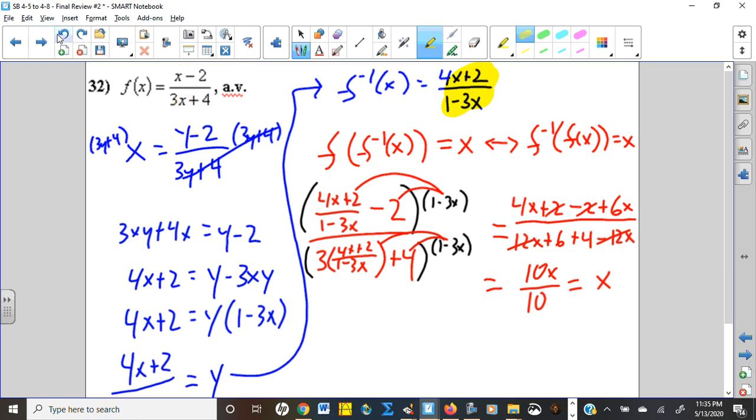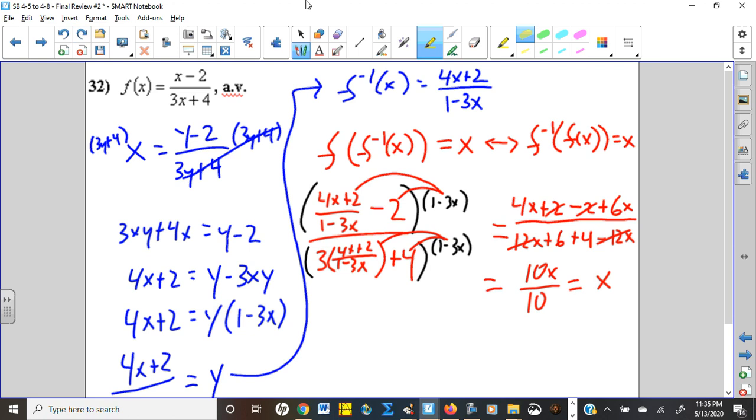Then you can see I'm like, ooh, I don't like complex fractions, so I'm going to multiply by 1 minus 3x, and I distributed, and I got some canceling, and I had to do some distribution with the negative 2 and the 4. I got a bunch of terms, but look, everything canceled out except for a 10x on top and a 10 on the bottom, which is x. And that's what's supposed to happen: the function and its inverse are supposed to knock each other out, leaving you with just the x, and that is what happened.